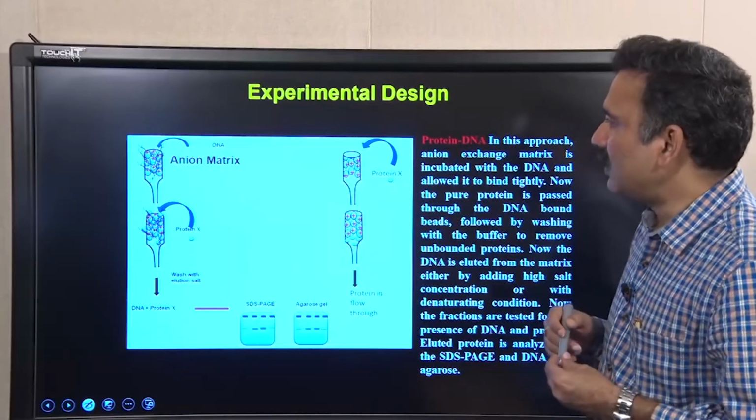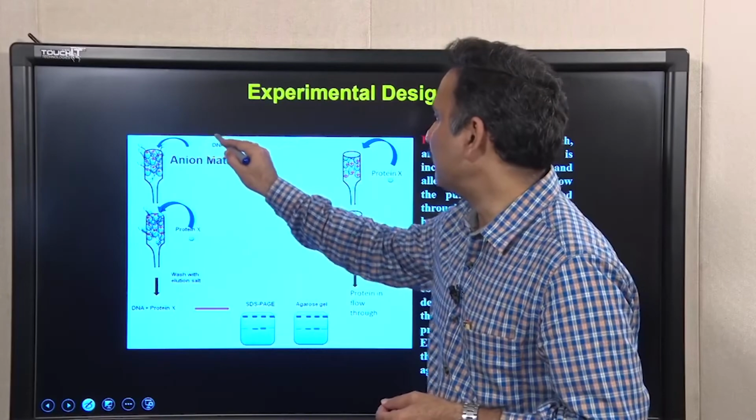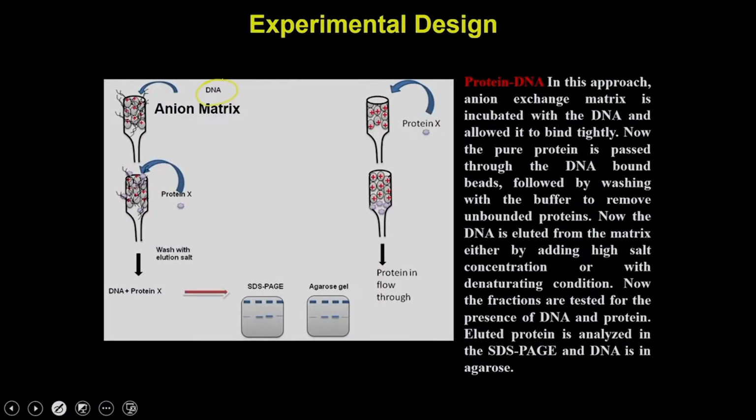So, in the experimental design, we will take the DNA and bind it to an anion exchange column, because the DNA is negatively charged. So, it will bind to the anion exchange column, and then we will take this transcription factor and allow it to flow through. We will choose the pH in such a way that the protein X, or the transcription factor you are taking, has no charge, which means it will not bind to the column on its own.